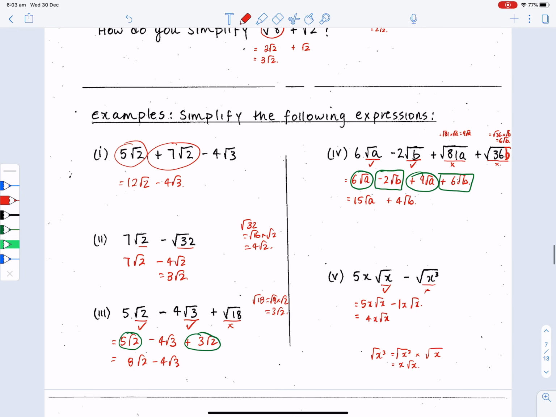Okay, so that concludes the addition and subtraction of like surds. As usual, practice makes perfect, and I encourage you to do as many questions as possible.